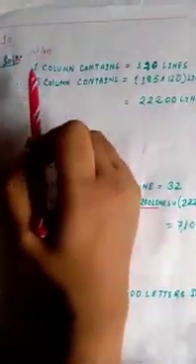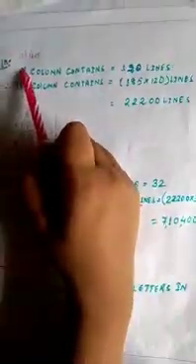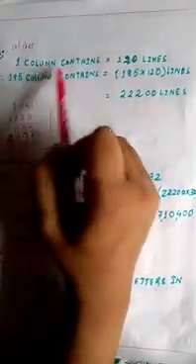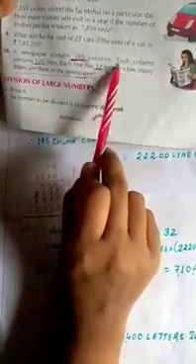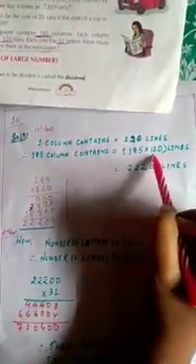Solution: we will do it like this. At first, one column contains 120 lines. Then 185 columns contain how many? 185 columns are there, so it will be 185 multiplied by 120, and that will be the number of lines.